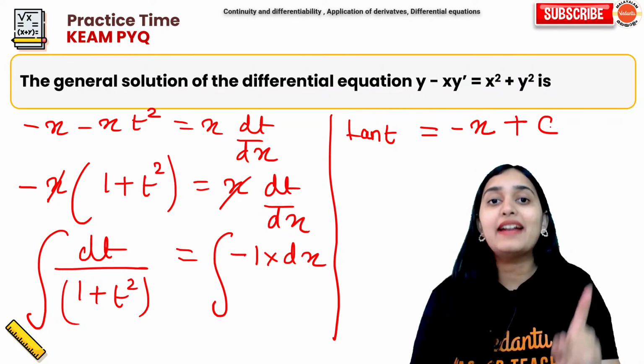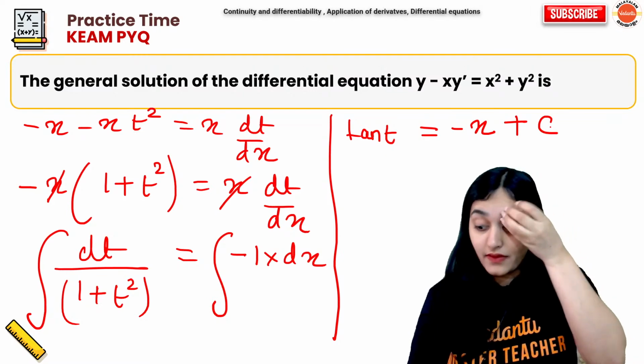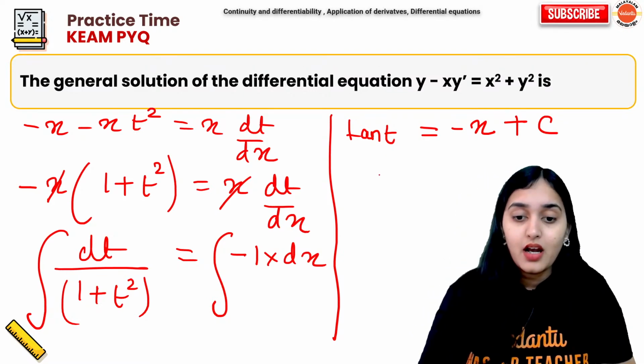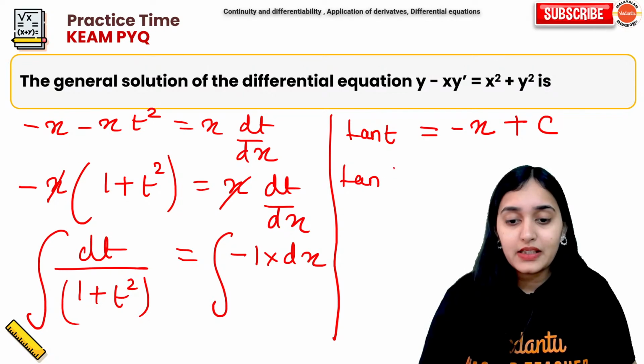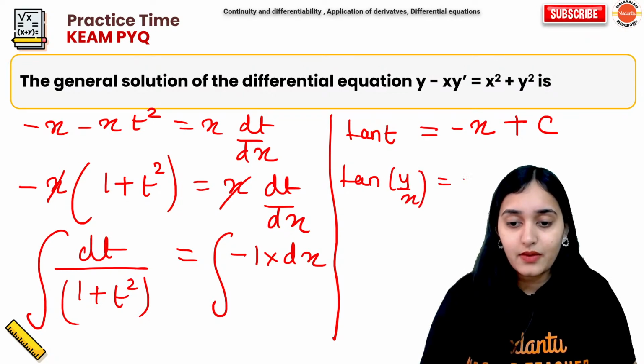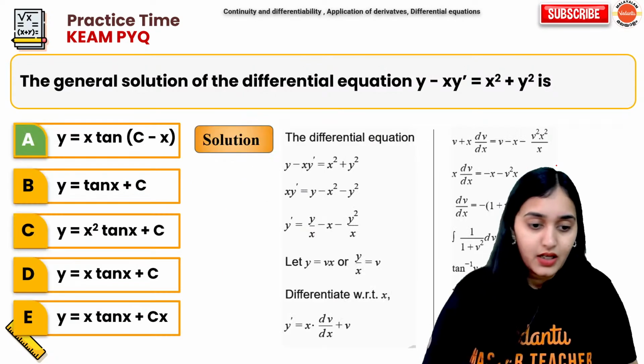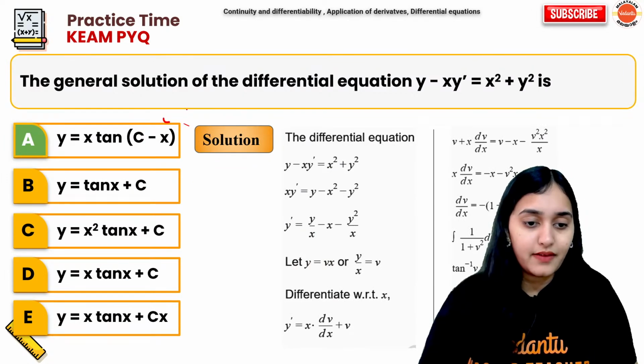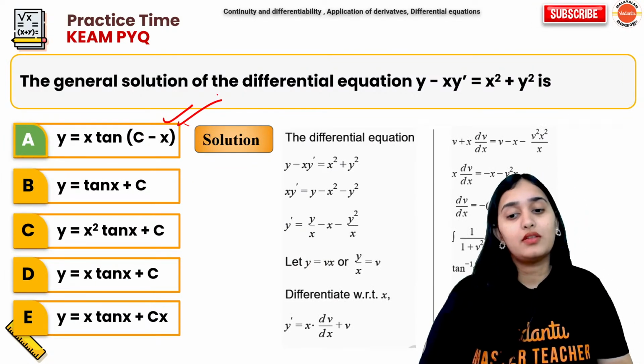Always we will add a constant. So now our equation becomes tan inverse y by x is equal to minus x plus c. So this will be our final solution.